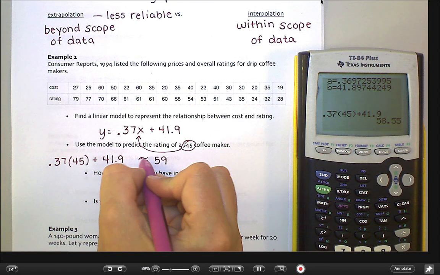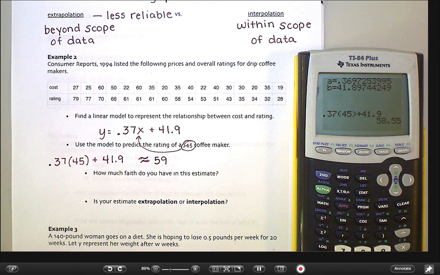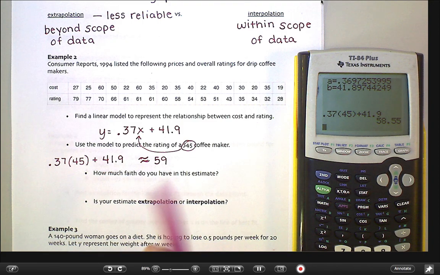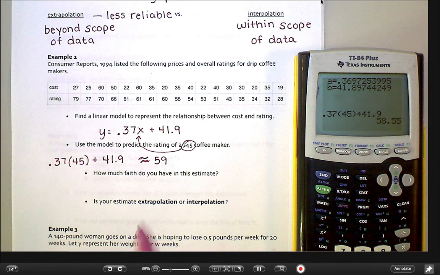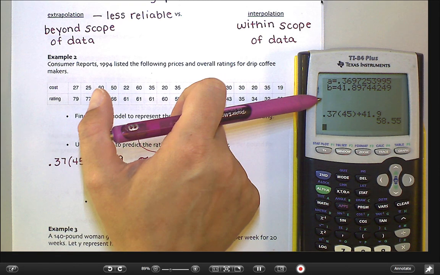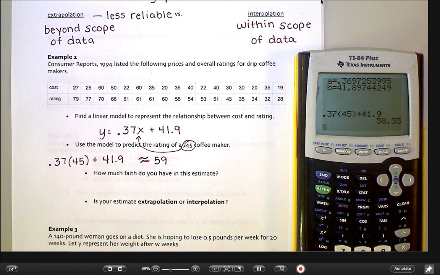And that gives us approximately 59. Okay. Now, to answer this next question, how much faith do you have in this? How good is this model? We need to look at our correlation coefficient. And those actually should have shown up back here when we did our linear regression model.